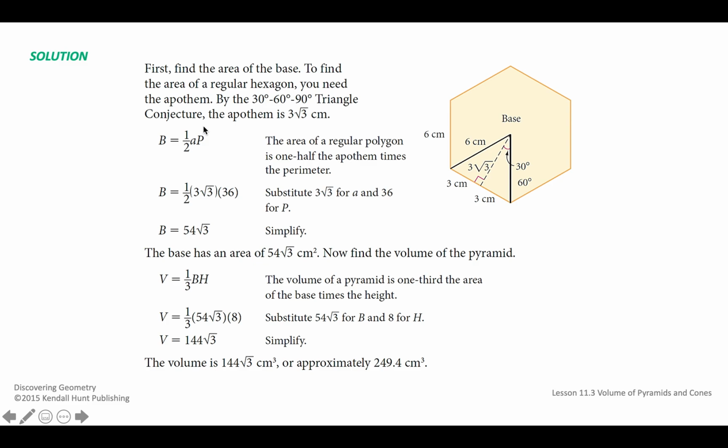Okay, so the perimeter, not hard to figure out because there are 6 sides and each is 6 centimeters. So if you do 6 times 6, or if you add up 6 times, you get 36 for the perimeter. Now what's tougher is finding that apothem length.